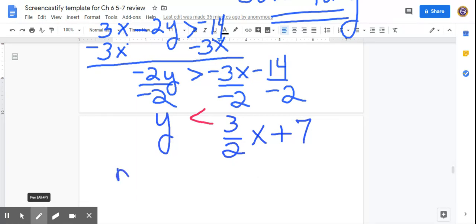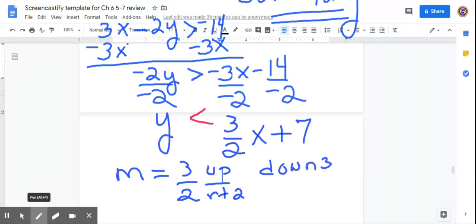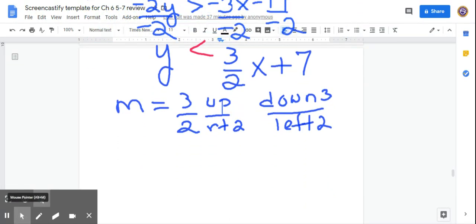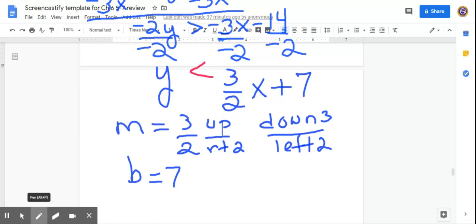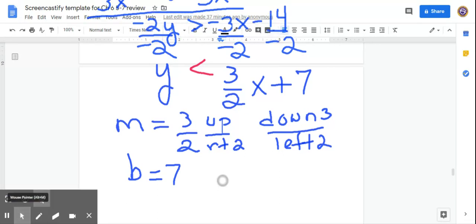So our slope, the number in front of the x, the coefficient of x, is 3/2. So remember, that means we're going to go up 3 and we're going to go right 2. Or we can go down 3 and left 2. Okay? And b is 7. Oops. B equals 7. Awesome. So now all we have to do is graph.